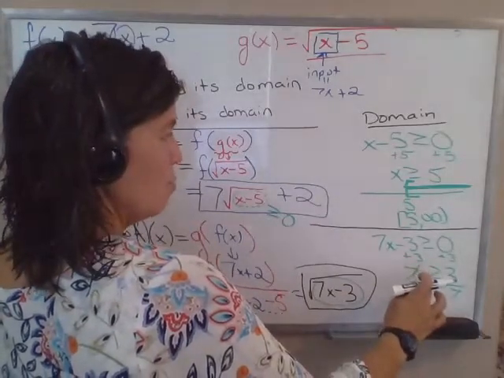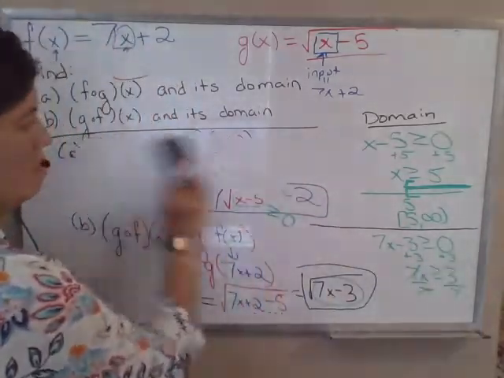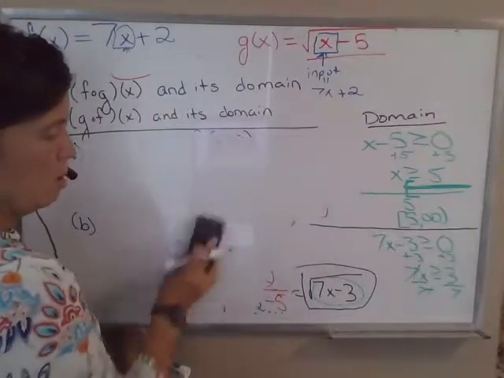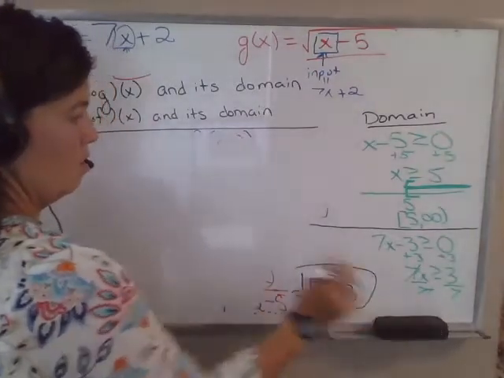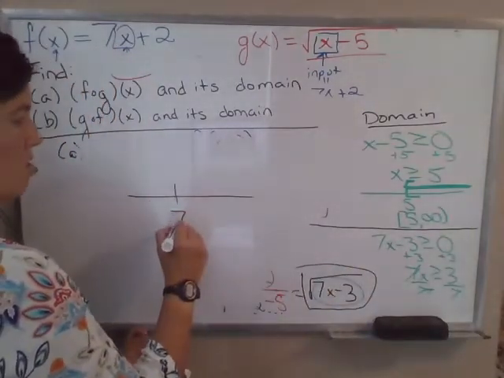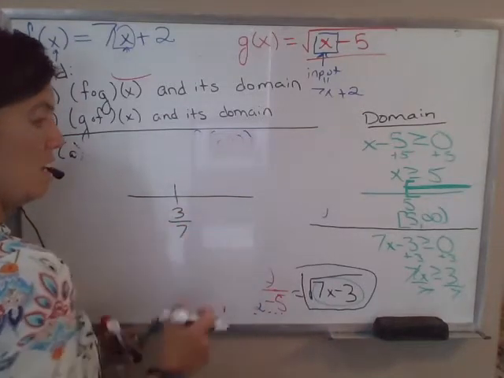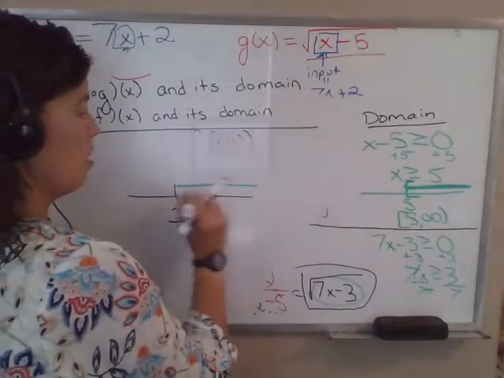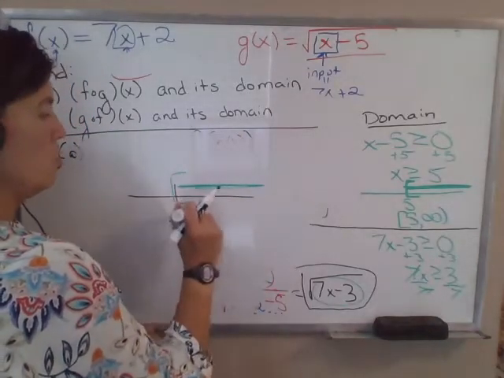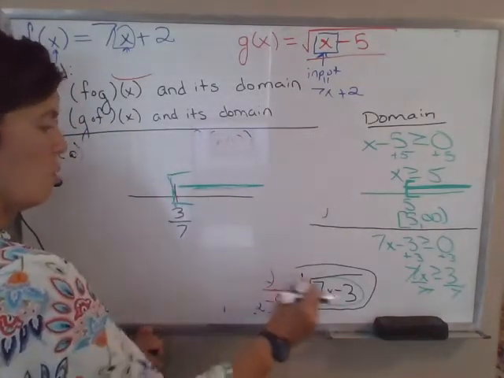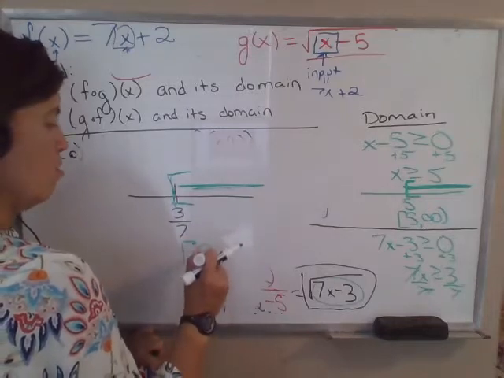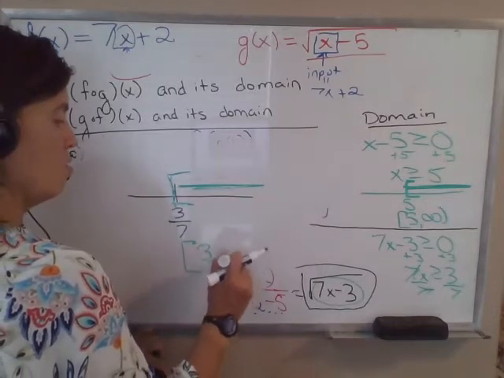If you drew the number line, here's 3/7. X needs to be bigger than 3/7, so I shade to the right, or equal to, so that's a hard bracket. So the domain for part B is bracket 3/7 to infinity.